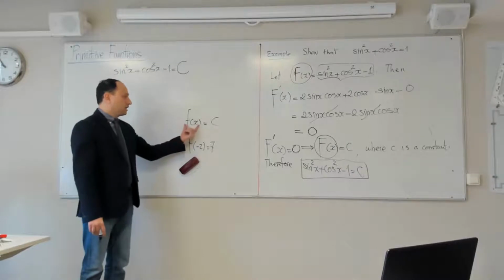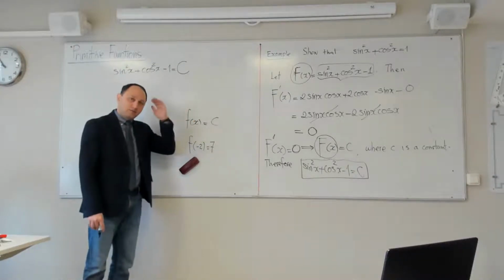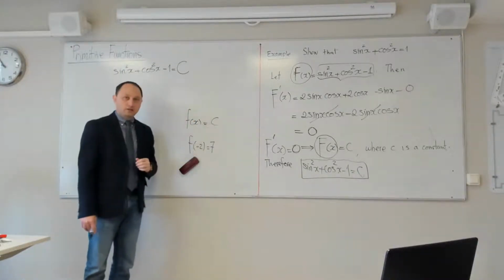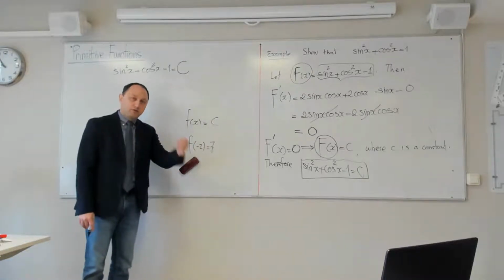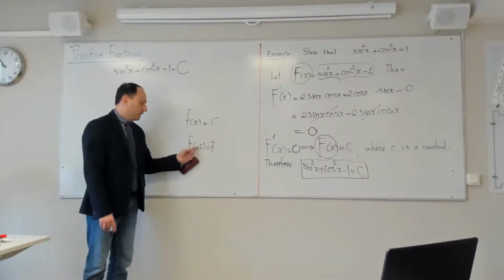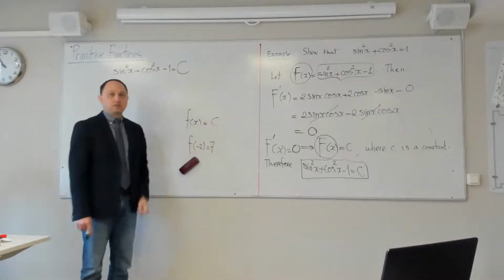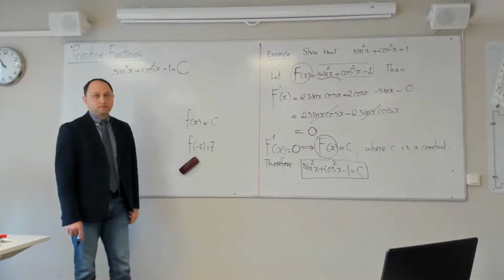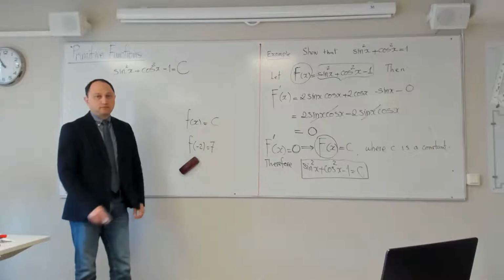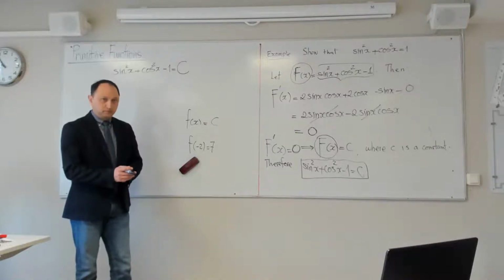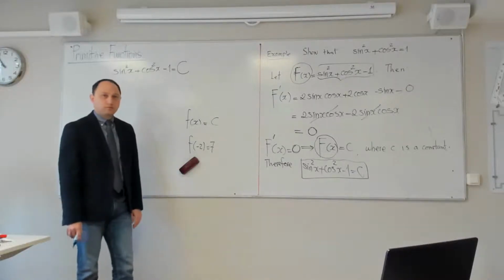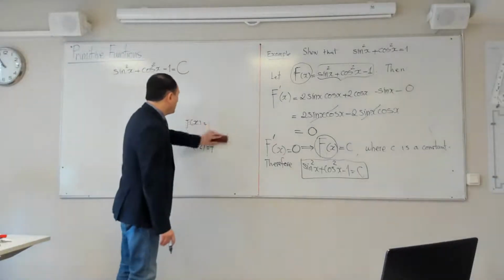So I tell you that I have a function. I guarantee the function in my head is a constant function. I provide you another extra piece of information. I tell you f of minus 2 is 7. What can you conclude about C? C is 7. That's it. Exactly.